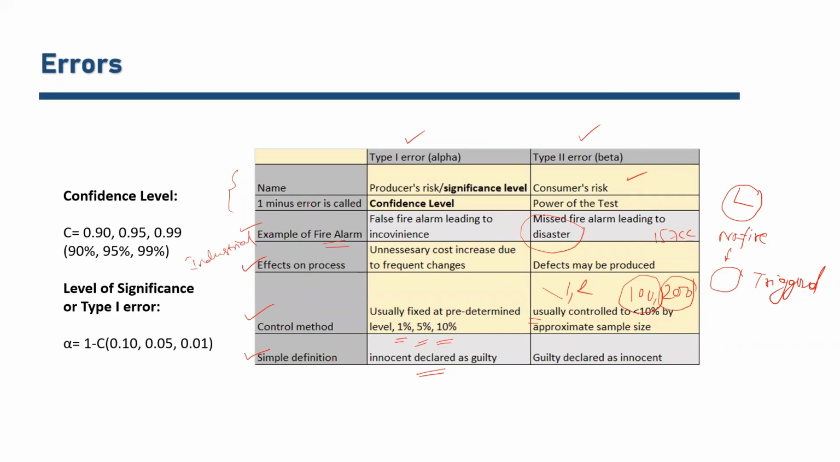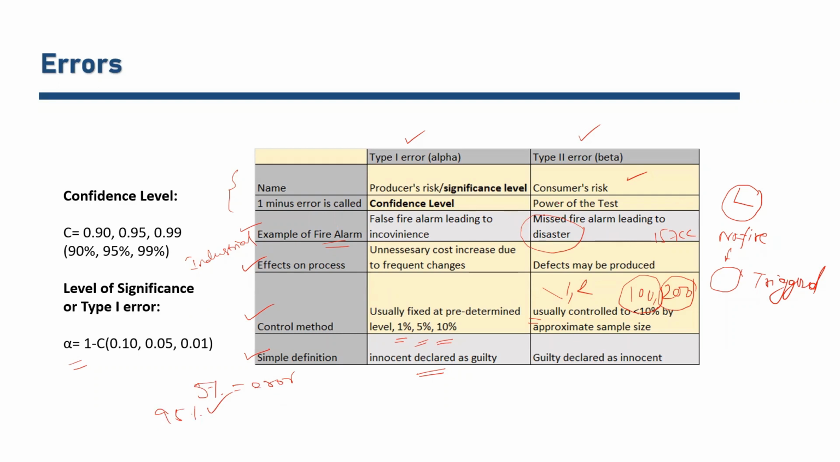right? One minus alpha error is actually the significance level. Okay, so when you say you have a 5% error rate, your confidence is that 95% are good, right? So this is called the confidence level.